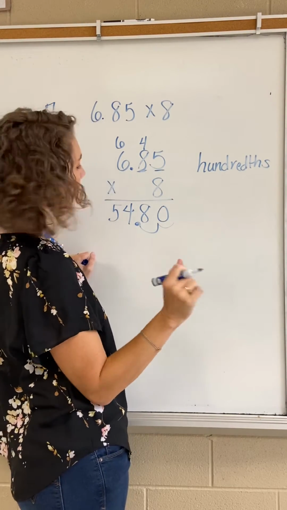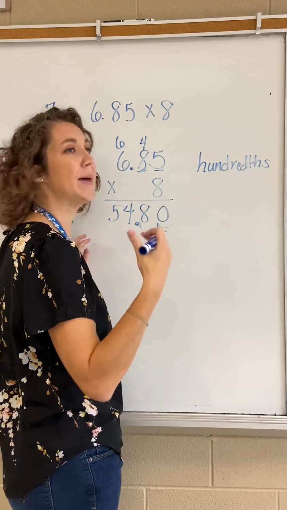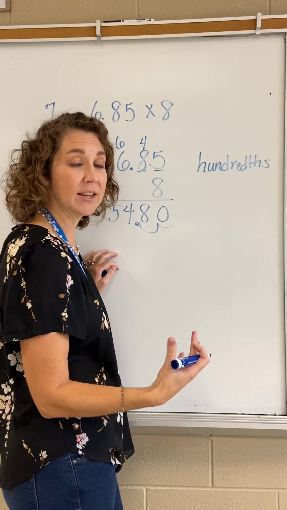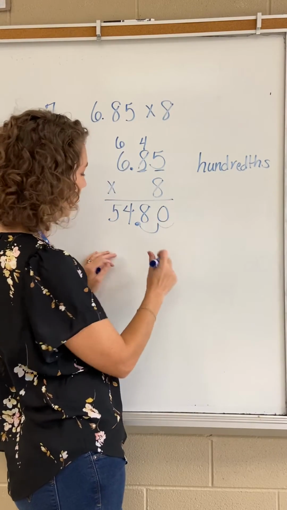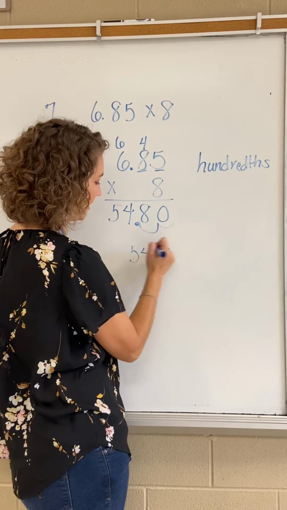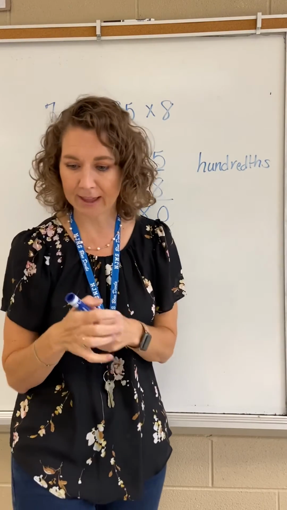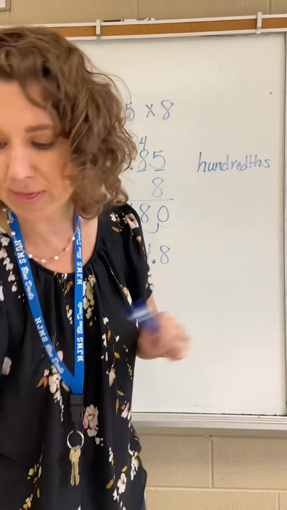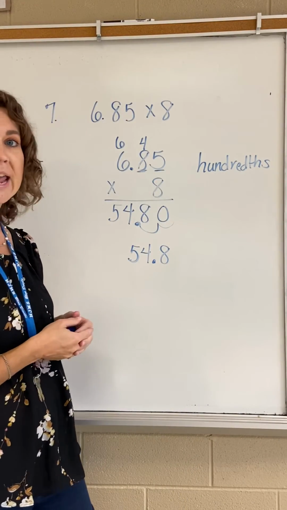Now, here's one thing. This 0, because it's behind the decimal, is really not significant. So you can drop it, okay? You can drop this 0 so that you have 54 and 8 tenths. Okay, it doesn't say anything about rounding, so that is your answer, 54 and 8 tenths.